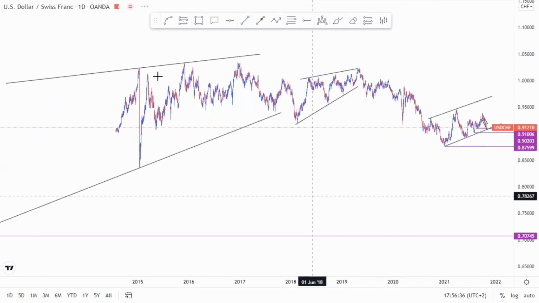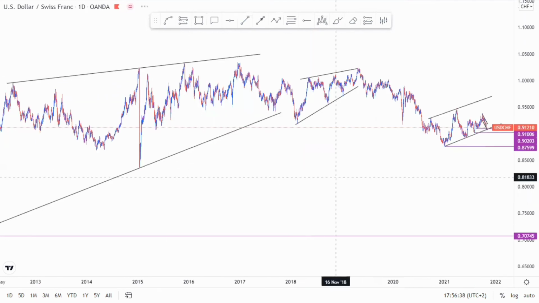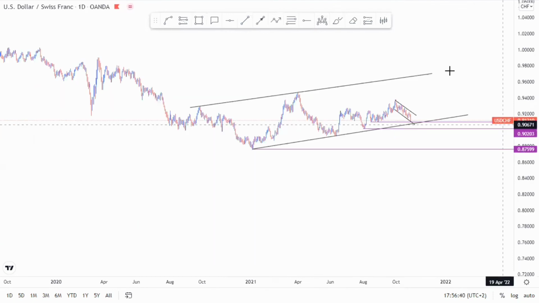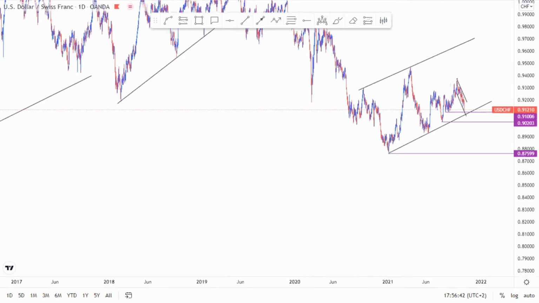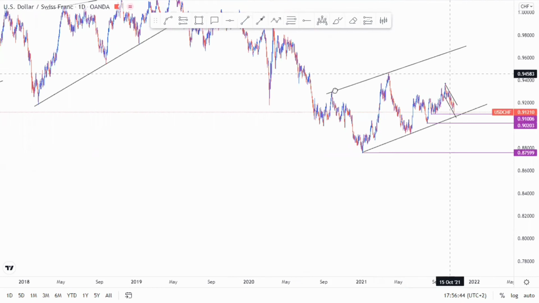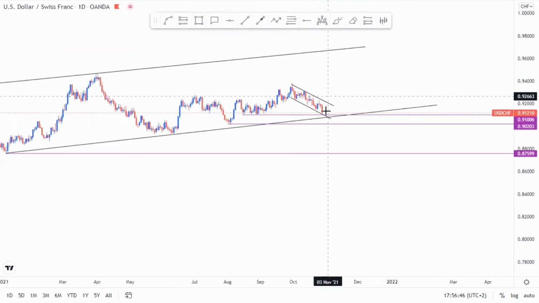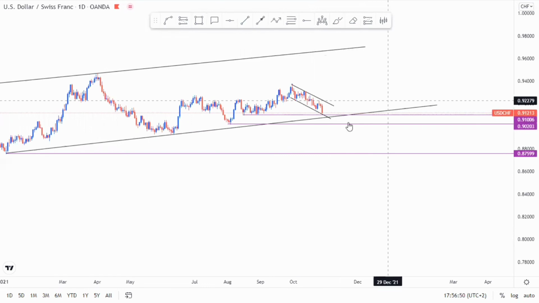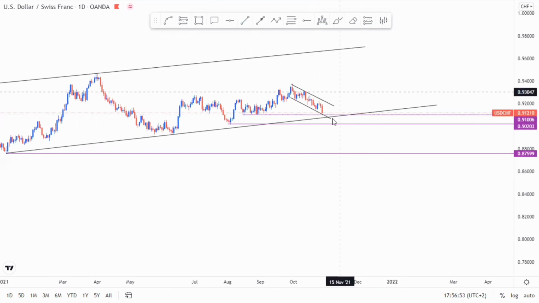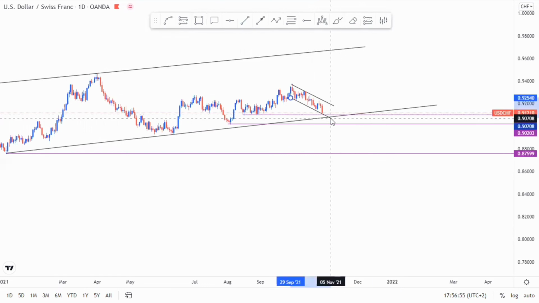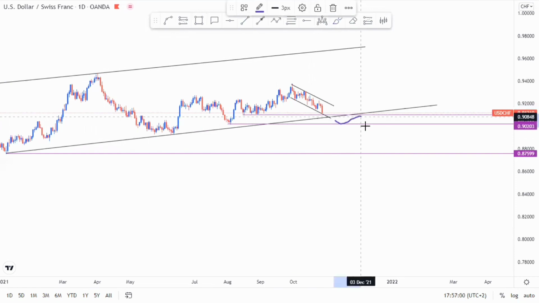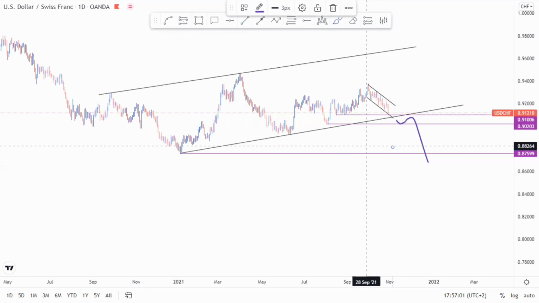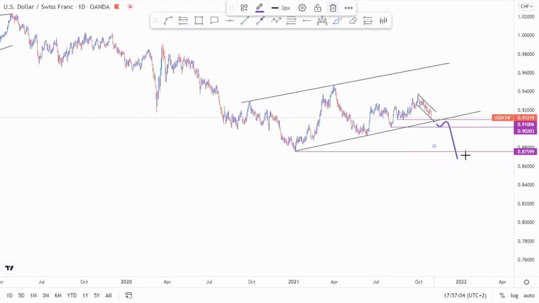So yeah, that's what I'll be looking out for on this pair for the next couple of weeks or days. Maybe somewhere around here, or to the downside with a continuation pattern on the outside of this pattern. Somewhere here, go to the downside. So yeah, this is what I'm expecting on this pair.